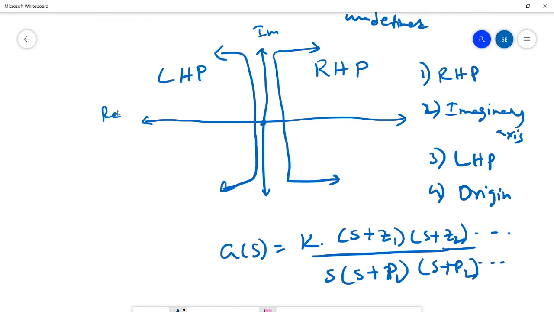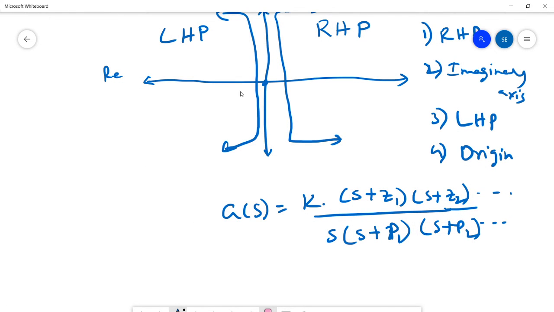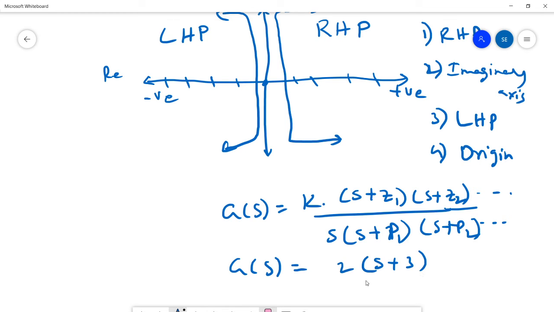For example, if you consider the pole, this is the negative axis, and this is the positive axis. If the poles lie on the left half of the S plane, that is the negative axis, then the system is said to be a stable system. Consider G of S equal to 2 into S plus 3 divided by S plus 1 into S plus 2.